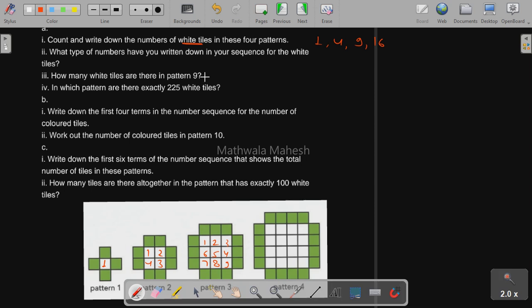What type of numbers have you written down in your sequence for white tiles? We can see that 1 is 1 square, 4 is 2 square, 9 is 3 square, and 16 is 4 square. Okay, so what type of numbers? These are square numbers.